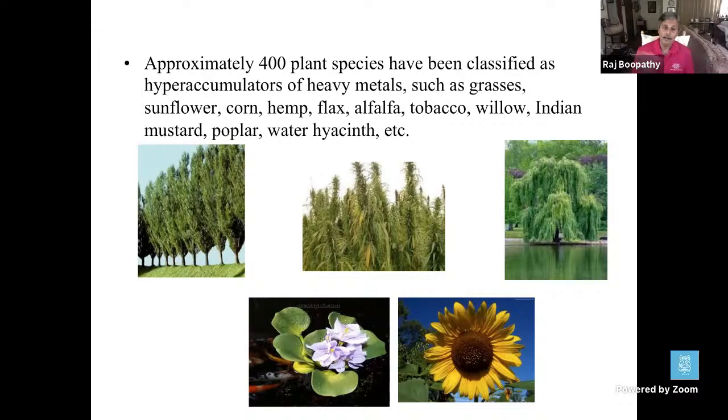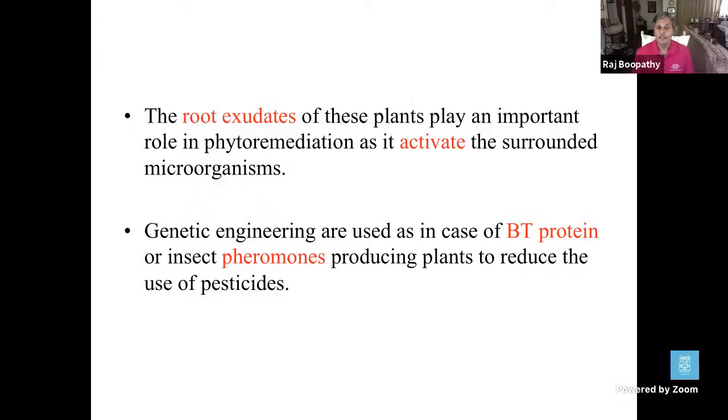So a lot of plants have been used. Some of them are sunflower, grasses, hemp, alfalfa, and tobacco plant. Then in aquatic systems, water hyacinth is commonly used in the phytoremediation process. Again, the root exudates of the plants play an important role because they stimulate microbial activity in the rhizospheric soil. And so it can activate some combination of phytoremediation and bioremediation together in the root zone of the plant.